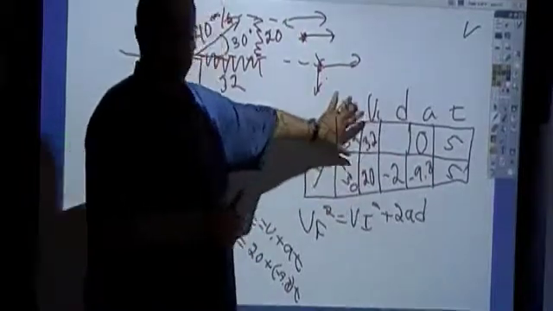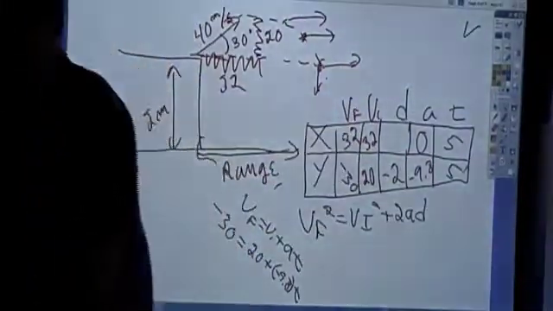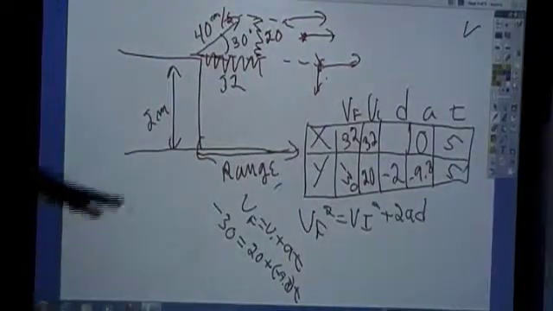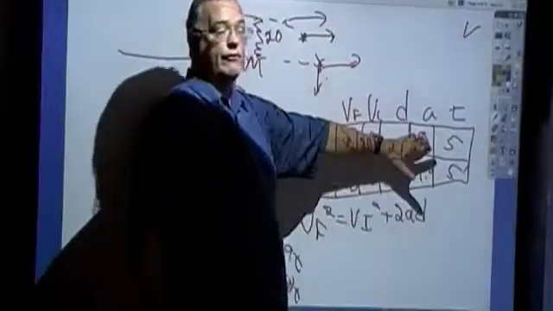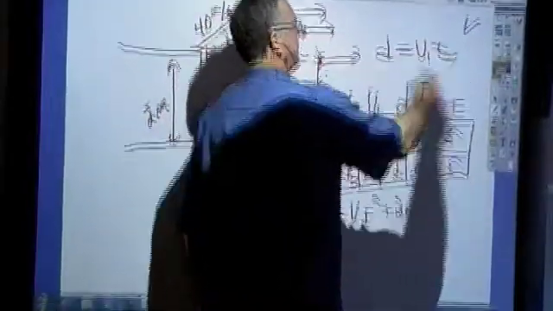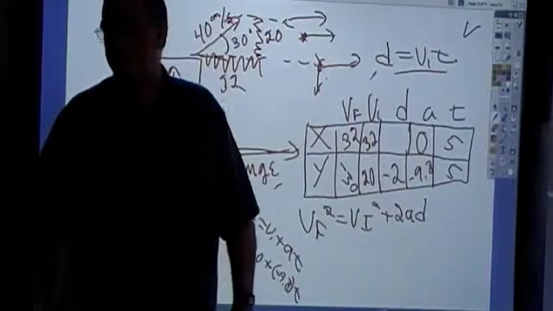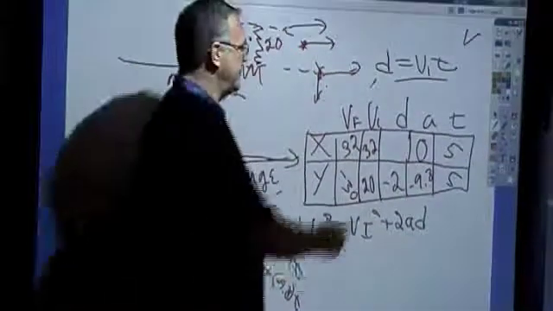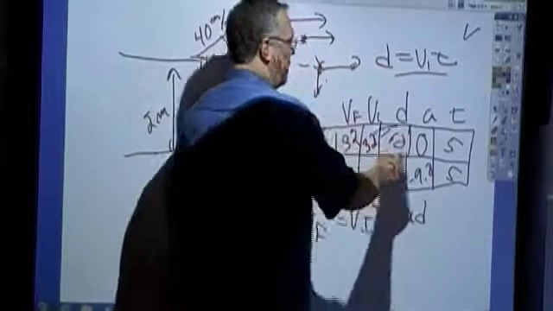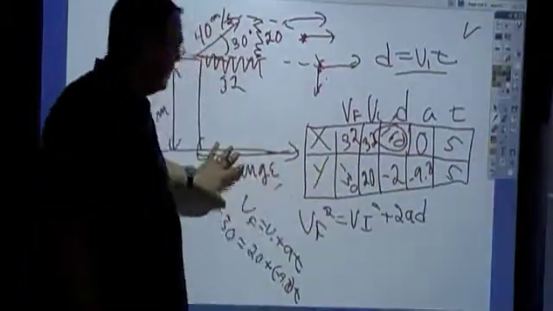What equation would we use to find the range? D equals VIT plus 1 half AT squared. The acceleration in the x is 0. Therefore, it's just d equals VIT. 5 times 32. Hannah, 150, 160? 160 meters. Make sense? So that ball lands 160 meters away.